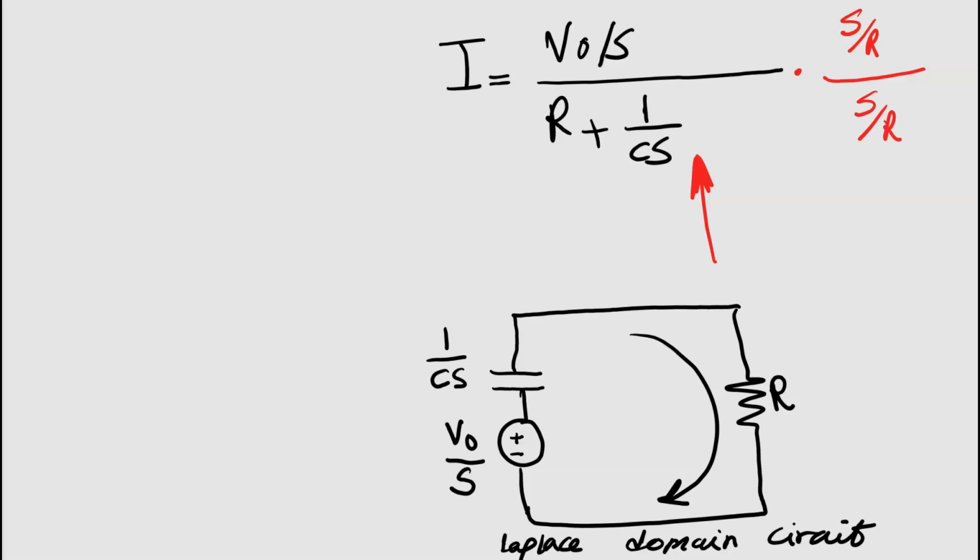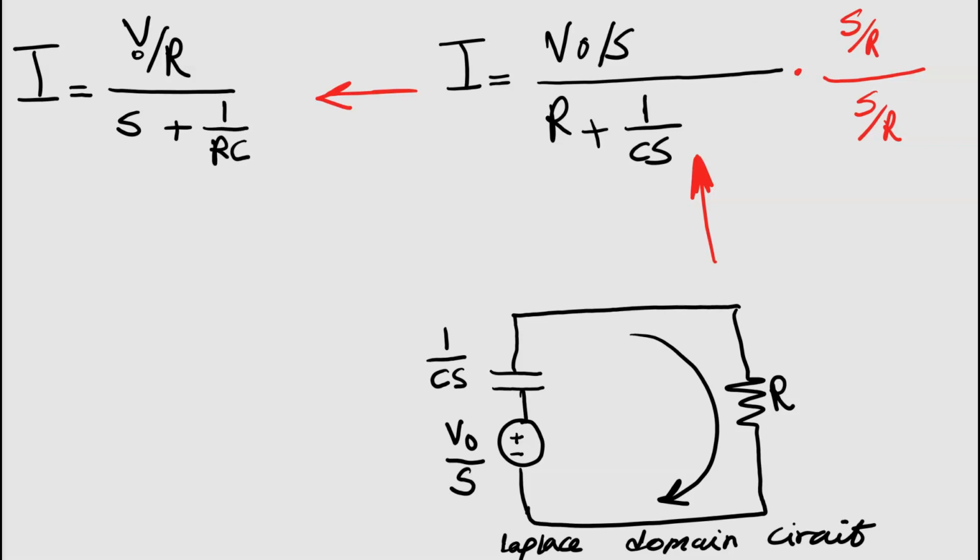Because I have to get rid of this S in the denominator, and also I want to get rid of the coefficient of S that appears here. So if you multiply both your numerator and denominator by S over R, what you're going to have is I equal to V0 over R divided by S plus 1 over RC. Now this is my Laplace domain solution.